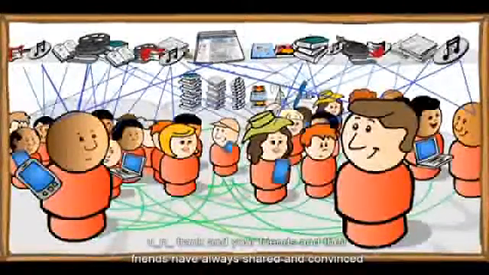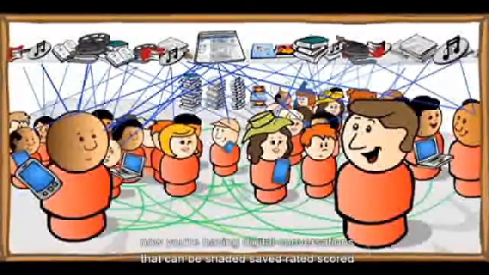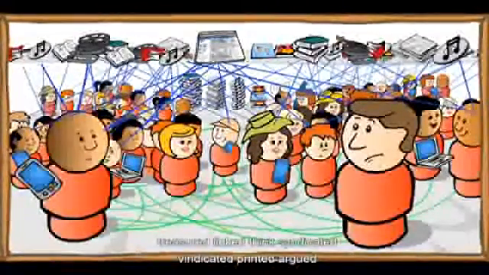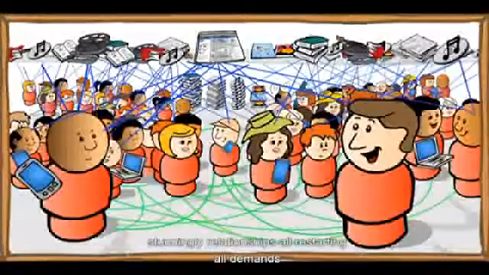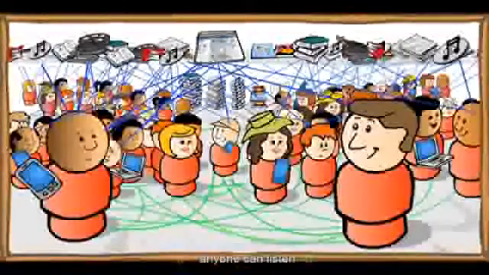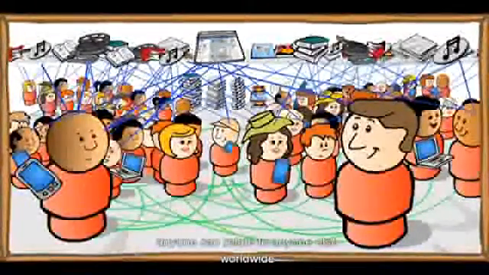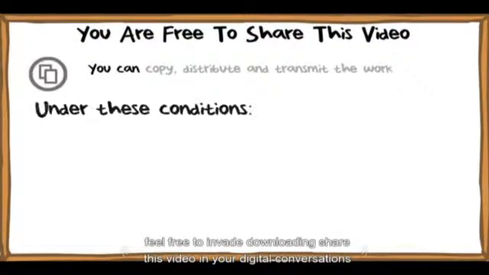You and Frank and your friends and their friends have always shared and conversed. Now you're having digital conversations that can be shared, saved, rated, scored, copied, cited, commented, forwarded, noted, quoted, voted, geocoded, sold, stolen, measured, treasured, linked, synced, syndicated, vindicated, printed, argued, searched and shared again, starting new relationships or restarting old ones. People and groups, causes and companies, anyone can talk in any form. Anyone can listen. Anyone can relate to anyone else, worldwide. That's social media, explained visually by Say It Visually. Feel free to embed, download and share this video in your digital conversations.